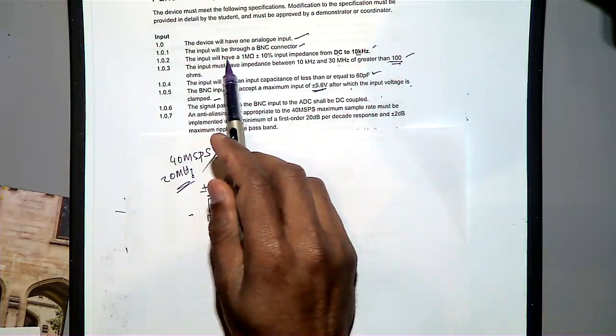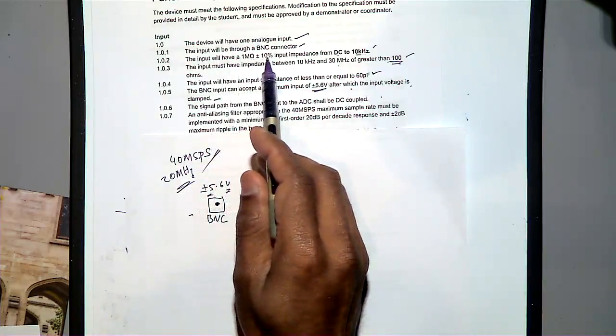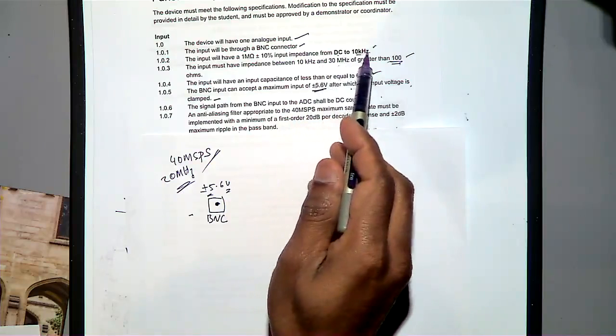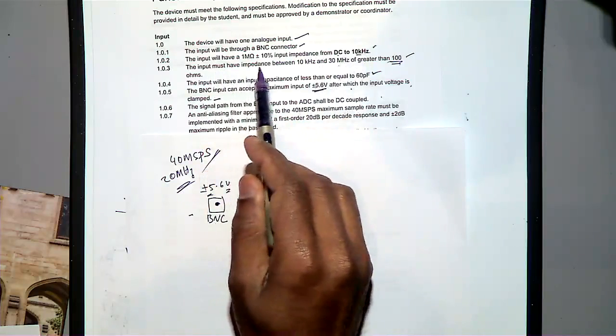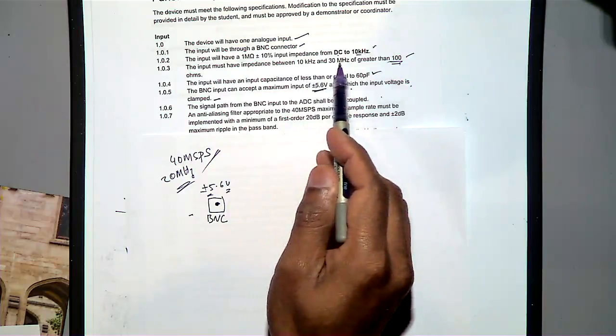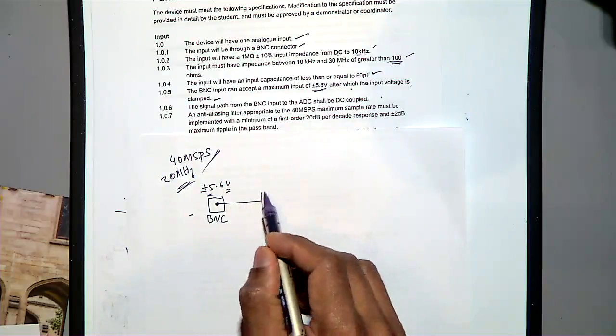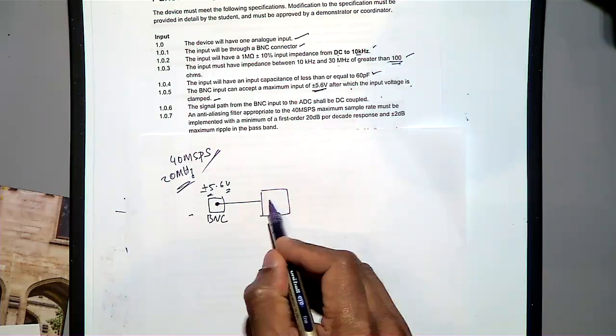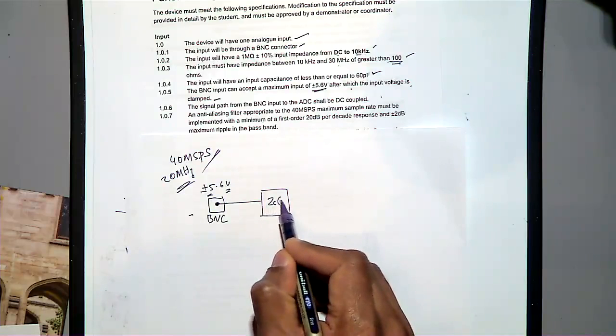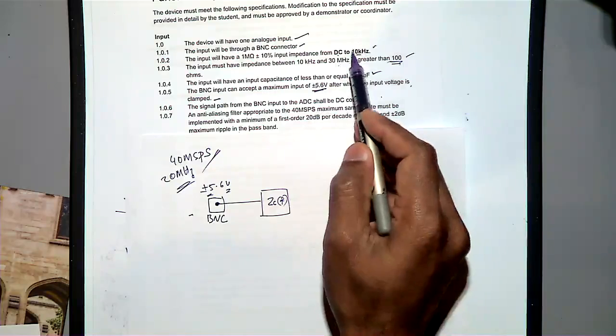Then the input will have a 1 megohm plus or minus 10% input impedance from DC to 10 kilohertz. The input must have impedance between 10 kilohertz and 30 megahertz of greater than 100 ohms. So from the BNC, I need some block. Here the impedance, ZC, should be a function of frequency. That block, I got it.